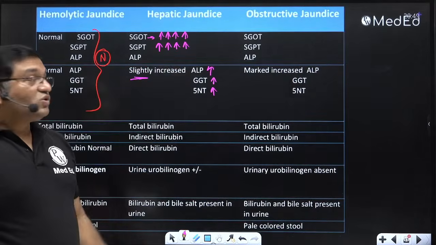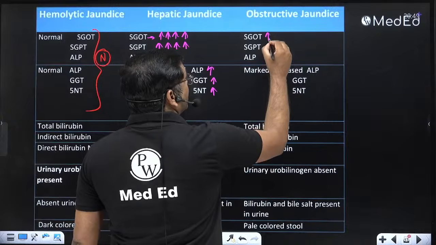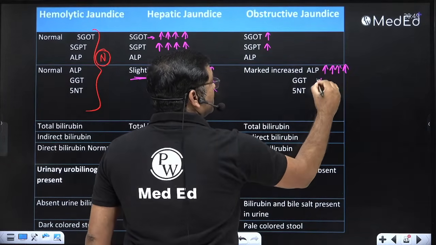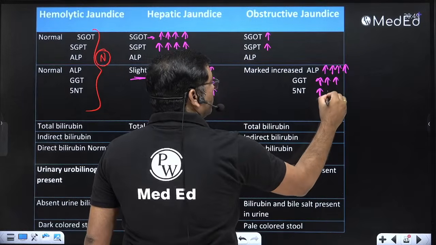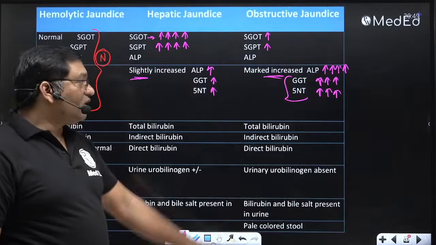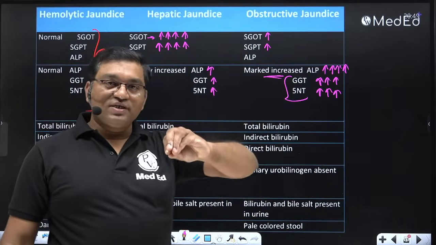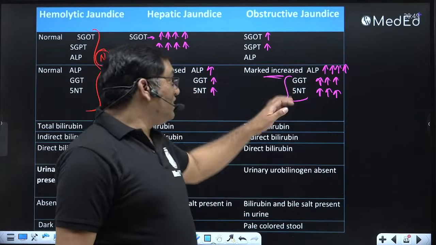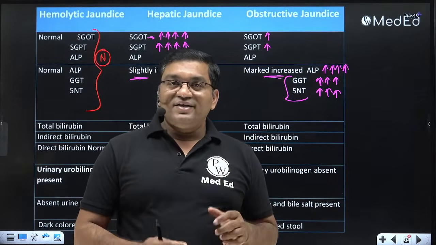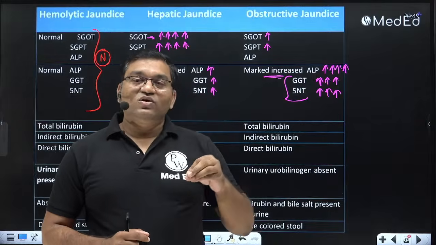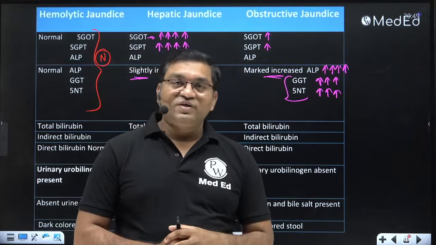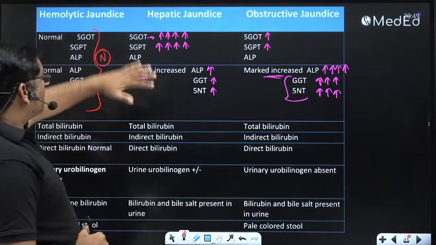But in obstructive jaundice, there is slight increase in SGOT and SGPT, but marked increase in the activity of alkaline phosphatase, GGT, and 5' nucleotidase. So these are the obstructive pathology. Alkaline phosphatase is an ectoenzyme present on the outer surface of biliary canaliculi, and when there is obstruction to the flow of bile, it irritates the bile canaliculi that causes release of ALP into the circulation. That's why in obstructive jaundice, alkaline phosphatase level increases. So this is the enzymatic pattern.